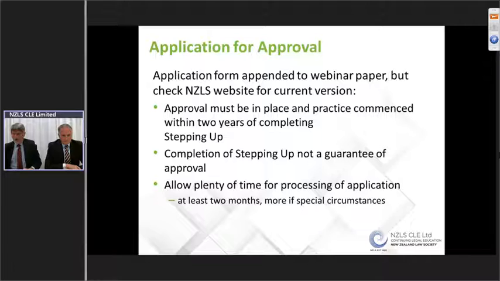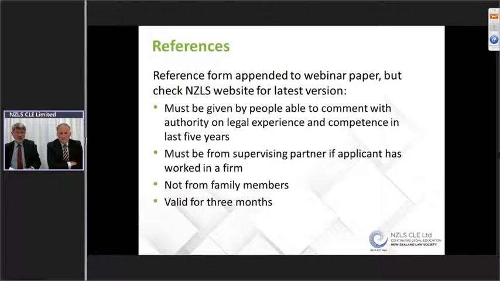And I know of lawyers who have completed the stepping up course quite successfully, and because of suitability issues, have not succeeded in obtaining approval to practice on their own account. Once your application goes in, you're in a process that will take at least 2 months, and it could be more if there are special circumstances.